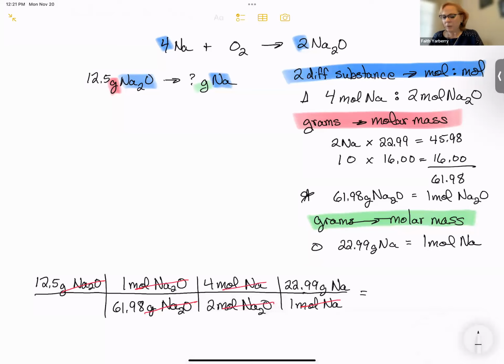Now that we've got what we want to solve for, we can key it into the calculator. 12.5 divided by 61.98 times 4 divided by 2 times 22.99 gives us 9.27 grams of sodium. Take a moment to look at that now that you've got it all written down, and ask any questions that may arise.